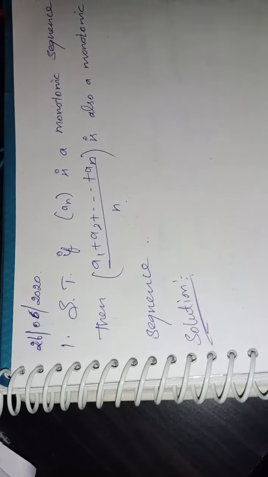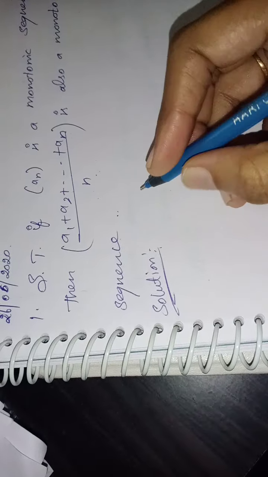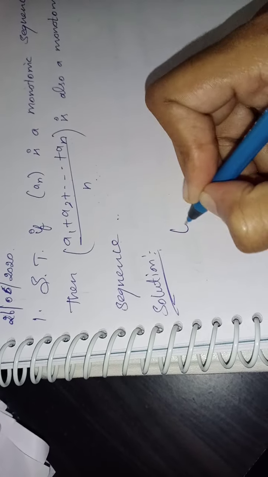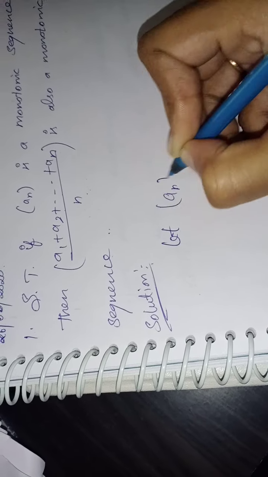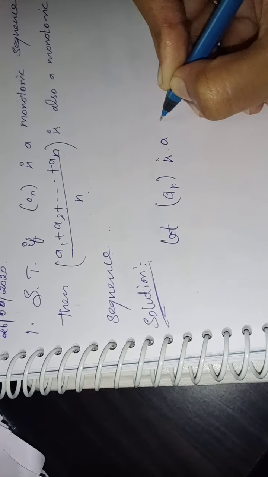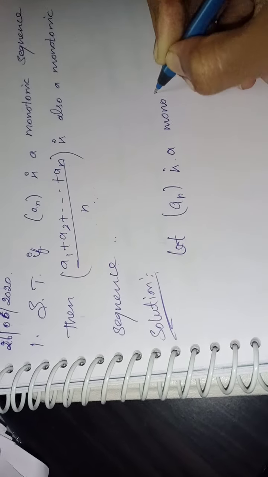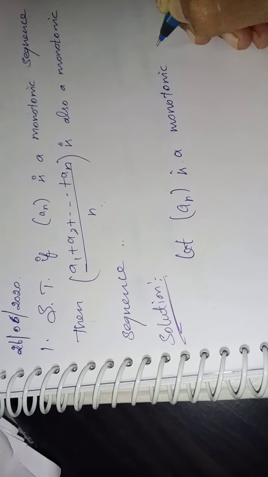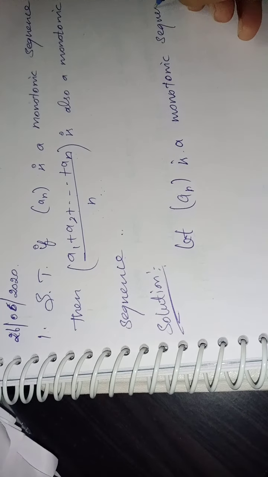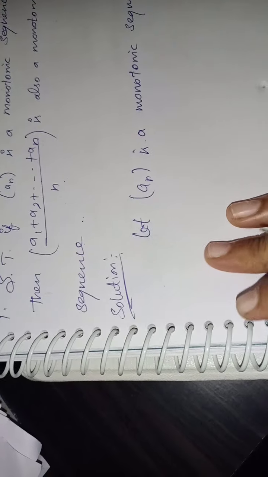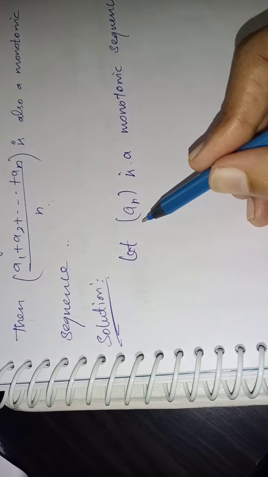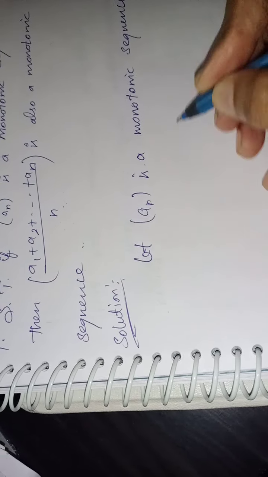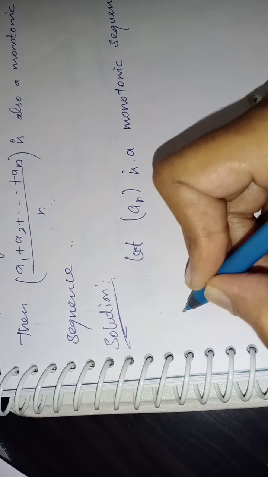Similarly, we have to prove that, let an be a monotonic sequence. We may consider this as an increasing sequence. Therefore, the monotonic sequence is an increasing one.